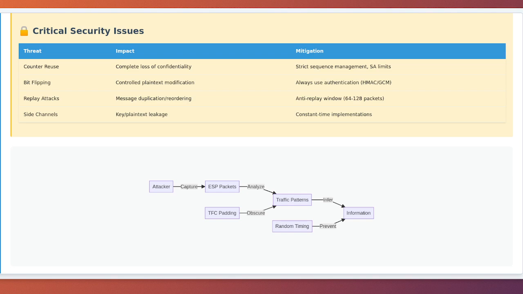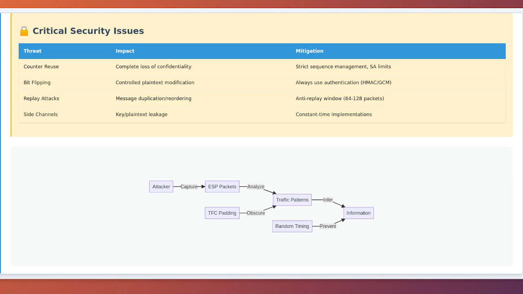Sequence number management presents another security consideration. The 32-bit sequence number in ESP limits each SA to 2^32 packets before it must be rekeyed. In high-speed networks, this limit can be reached surprisingly quickly. A 10 gigabits per second link sending minimum-sized packets could exhaust the sequence space in under 30 minutes. Extended sequence numbers, or ESN, provide a 64-bit sequence space, but both endpoints must support this feature for it to be used.